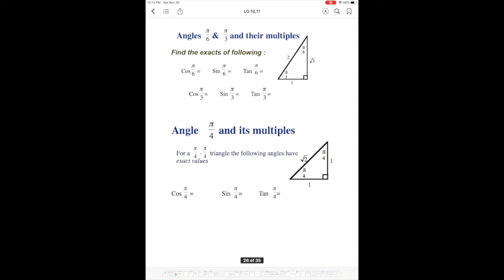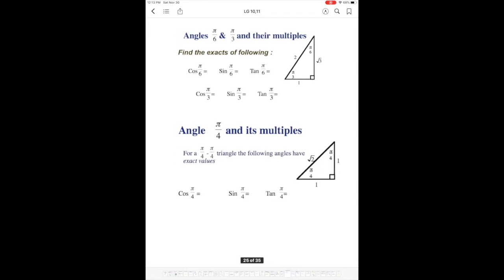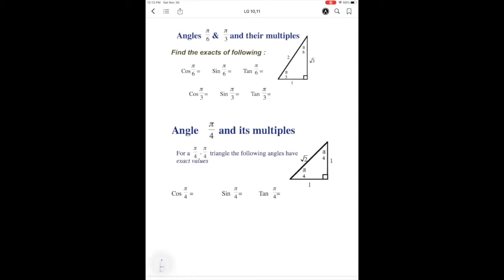Back again. Now we are on part 3 of Learning Guide 11. We are going to start with looking at the multiples of these different angles. In the previous learning guide, we talked about 30s, 60s, and 45s. Now we are going to look at pi over 6, and it's good to know it is 30 degrees, and pi over 3 is 60 degrees.